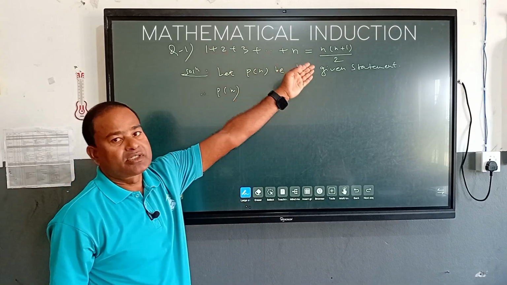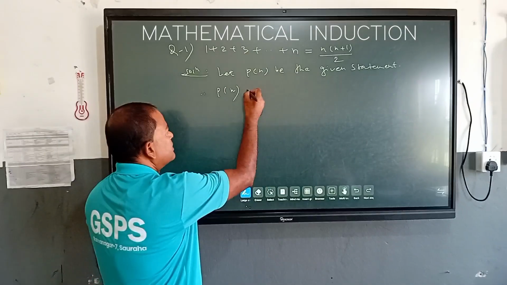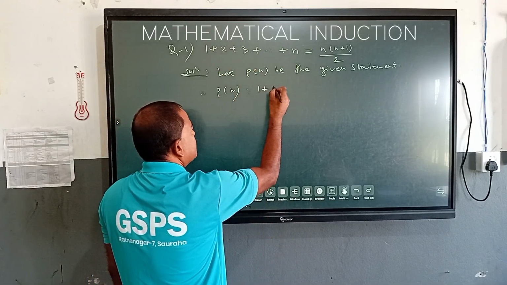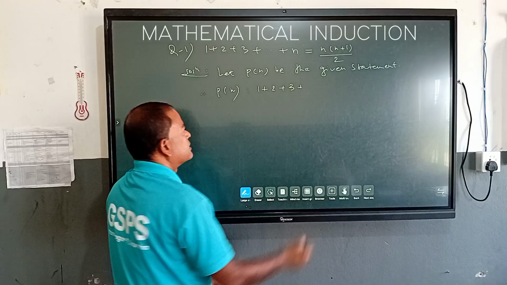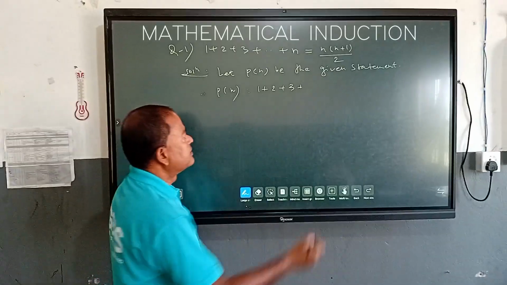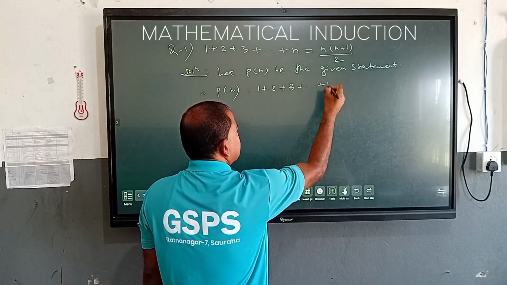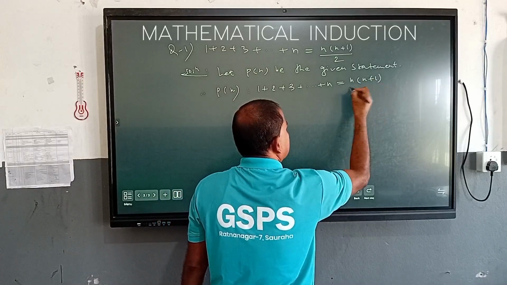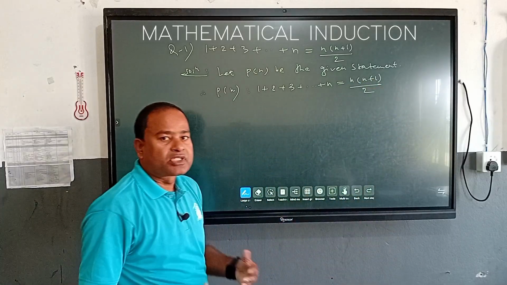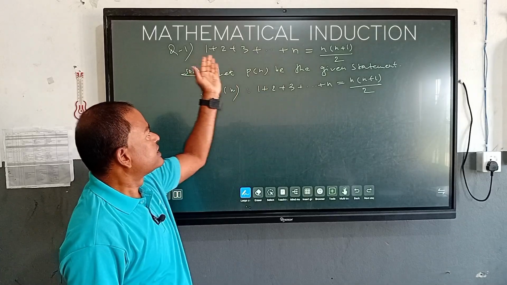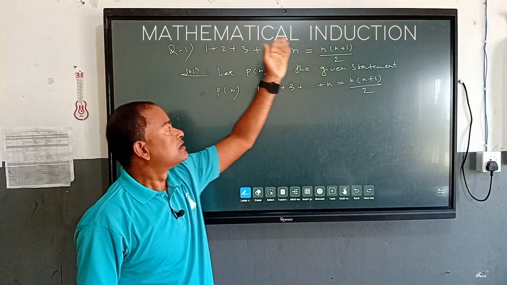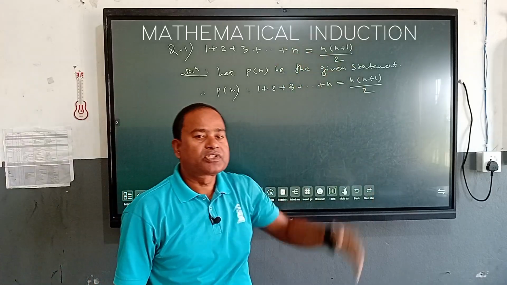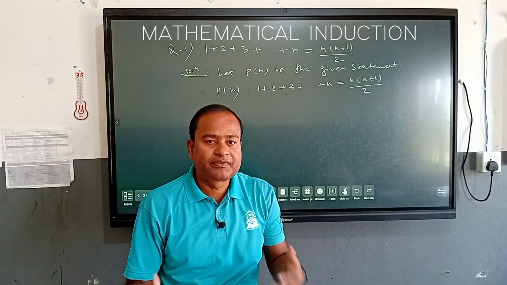Therefore, the given statement we can write as Pn such that 1 plus 2 plus 3 plus ... plus n equals n times n plus 1 divided by 2. So dear students, our given statement is to find the sum of the first n natural numbers, which is equal to n times n plus 1 divided by 2.